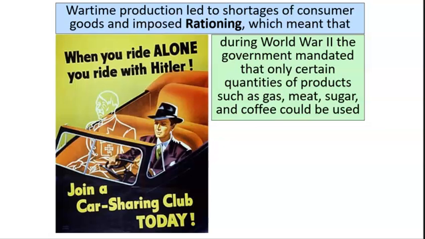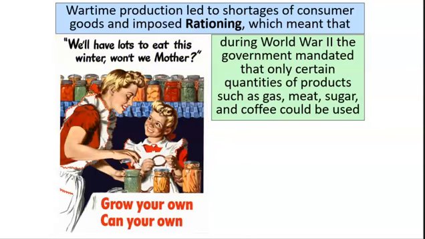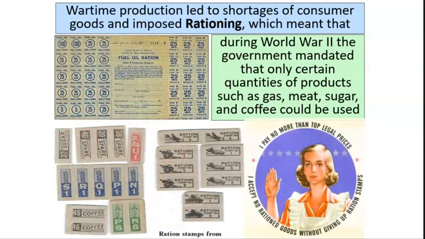And the U.S. government is going to impose what is referred to as rationing, which meant that during World War II, the government is going to mandate that only certain quantities of products, such as gas, meat, sugar, and coffee, could be used by normal people. And so people are going to get those ration cards. You see some of those ration stickers on the left-hand side over there. So you could only get so much gas, only so much coffee, etc., because a lot of that was being used by the soldiers.